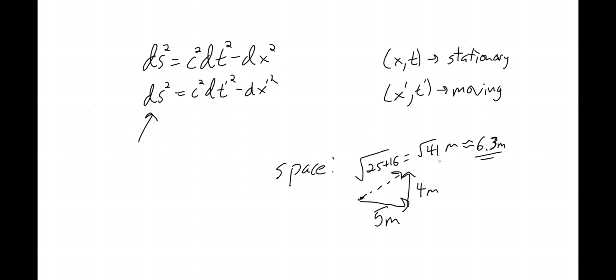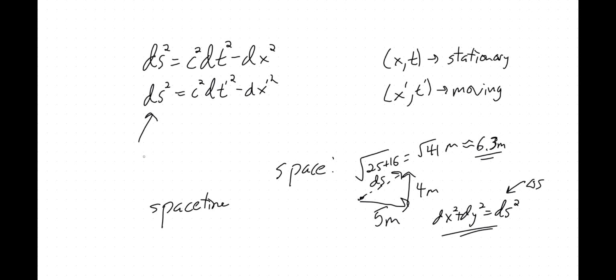Cool. So basically you'd say dx squared plus dy squared equals ds squared, right? You'd say the space interval, ds, where d means delta, right? This is like delta s. Change in position is that. But in space-time, it's not that way. So this is the space-time interval.